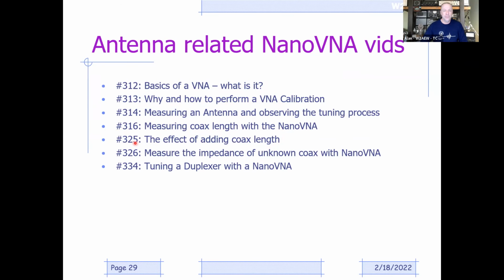Number 325 talks about the effect of adding transmission line length. That's the one where I got those pictures that I showed you where we added 3 feet at a time. Number 326 is how to measure the impedance of an unknown hunk of coax. And then there's another one, 334, showing how to tune a repeater duplexer with a NanoVNA. But it's just a couple of examples of VNA videos that I've got available.